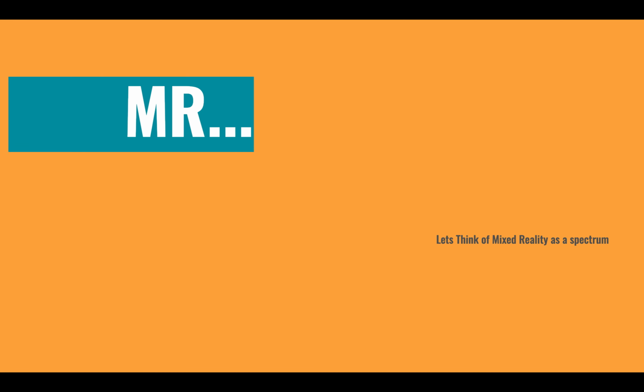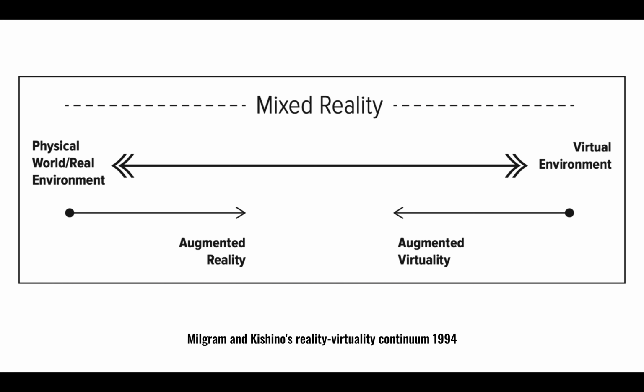So what about mixed reality? How do we define that? This term can be a little confusing, and I think it's best to think of mixed reality as a spectrum or a sliding scale. When thinking about mixed reality, it's helpful to look at Milgram and Kishino's reality-virtuality continuum. This was created in 1994. It still works for what we're learning and doing today.